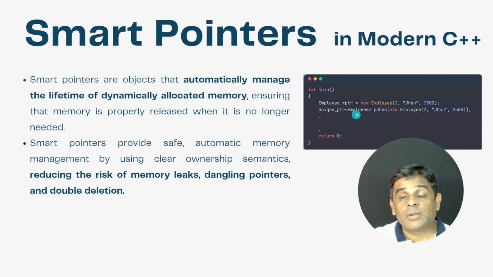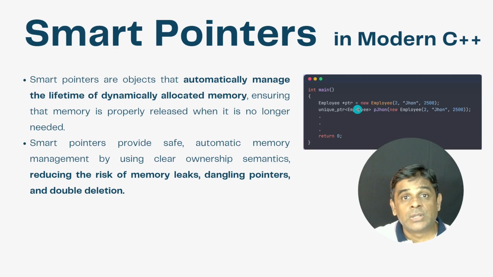So with this we have a lot of benefits. We can reduce the risk of memory leak. In this condition we get a memory leak, right? Because we haven't explicitly deleted pointers, while here it will automatically delete. So with the smart pointer we can reduce the risk of memory leak.